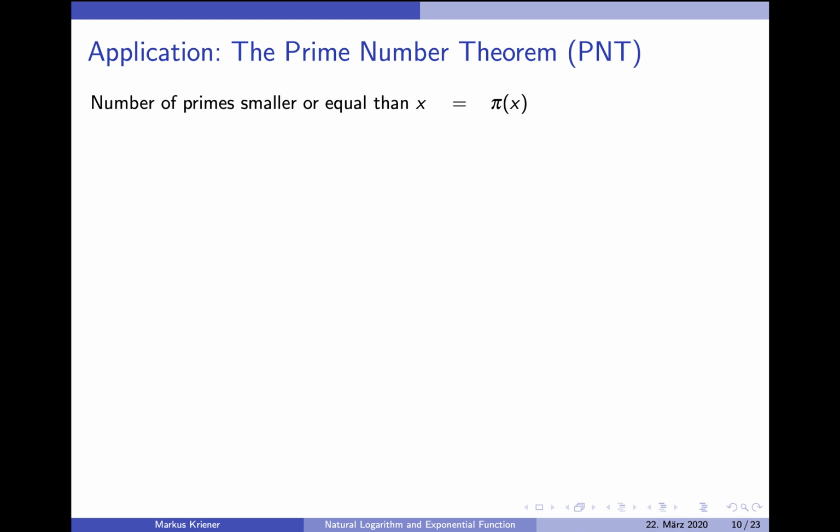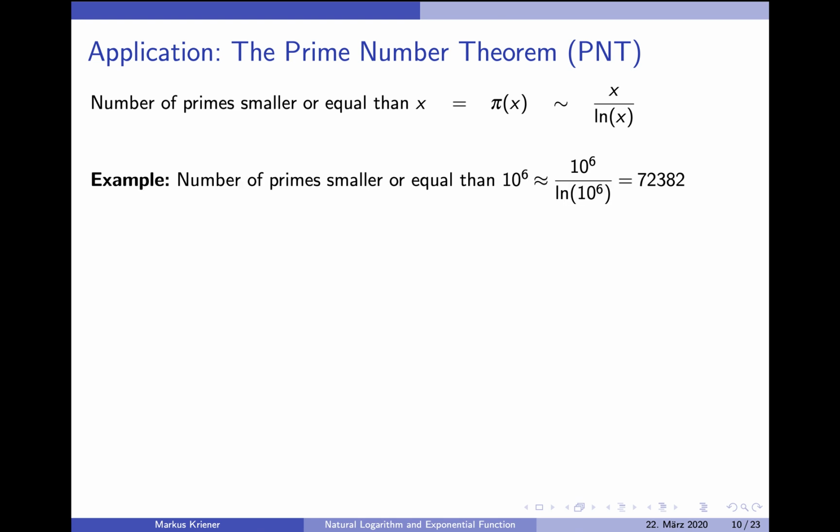Now, there's good news and bad news. The good news: there is a formula for pi of x. Just divide x by ln of x. The bad news is that this is only a so-called asymptotic formula, as you can see by this tilde here. It just gives an approximation, like, say, Riemann sums approximate areas, which gets better as x gets bigger.